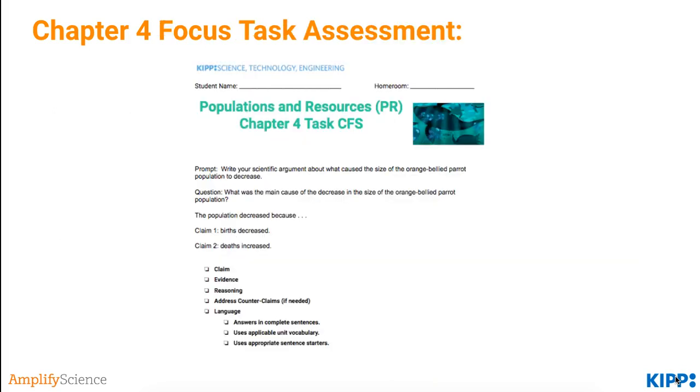One way to assess if students are able to apply their learning through another question is with the Chapter 4 focus task, where students will write a CER about why they think the population decreased. Pause for a second to complete this chapter focus task.